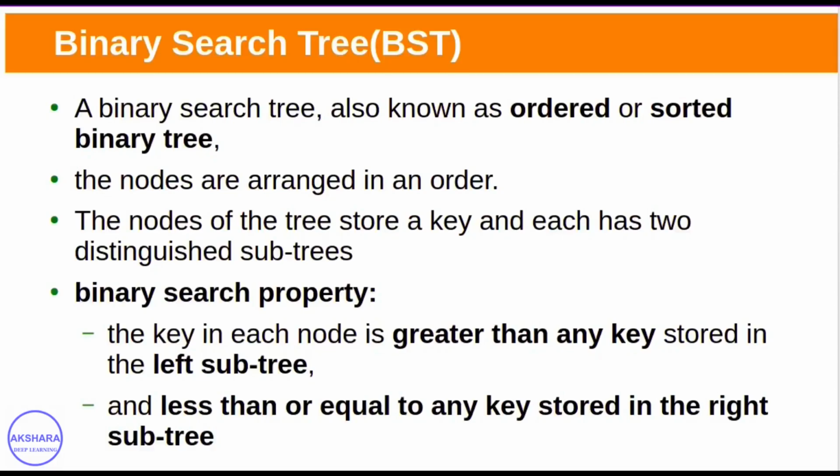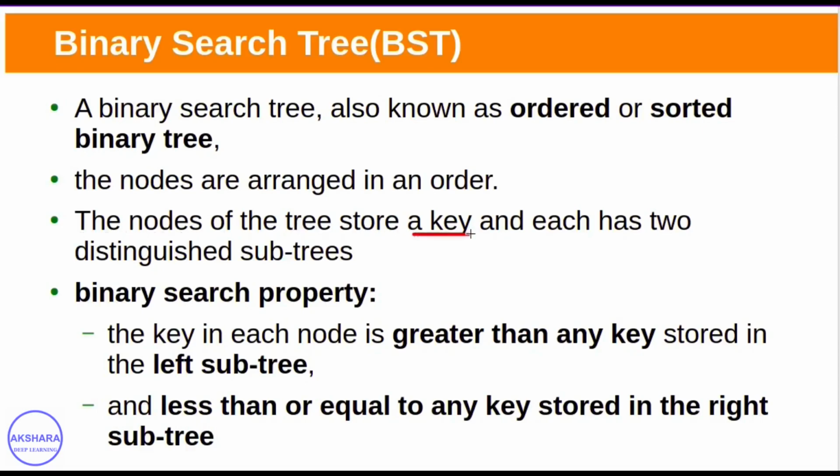We have seen an introduction to binary trees. Today let us see binary search trees. A binary search tree, also known as an ordered or sorted binary tree, is a variation of binary tree in which the nodes are arranged in an order. The nodes of the tree store a key.